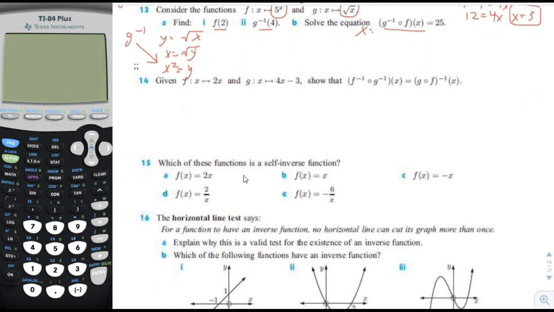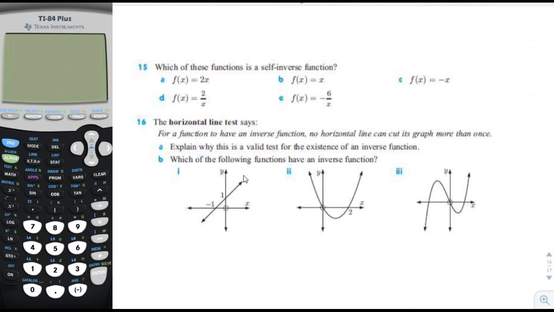Okay? 14. You have the f function, which is 2x. You have the g function, which is 4x minus 3. Show that the inverse function of f followed by the inverse function of g equals g followed by f, inverted. Okay? I think that this is maybe a little bit different than what you're used to. So you just find g followed by f, you find a composite function, okay? And then you find the inverse function of that using variable interchange. And you show that those two are also the same.